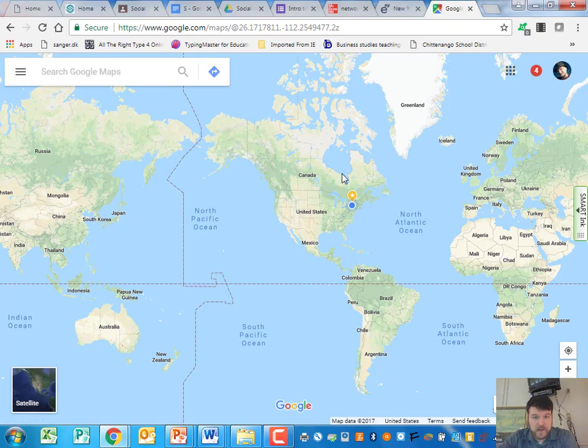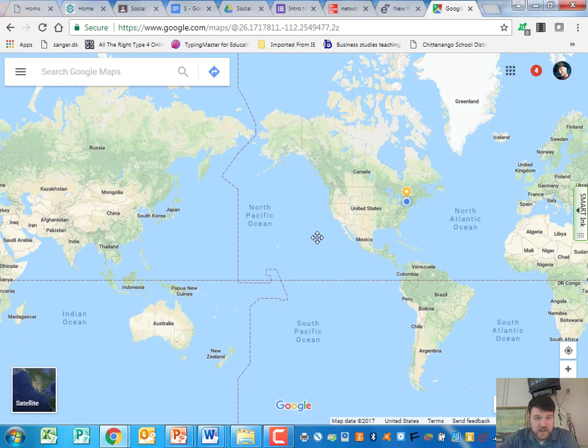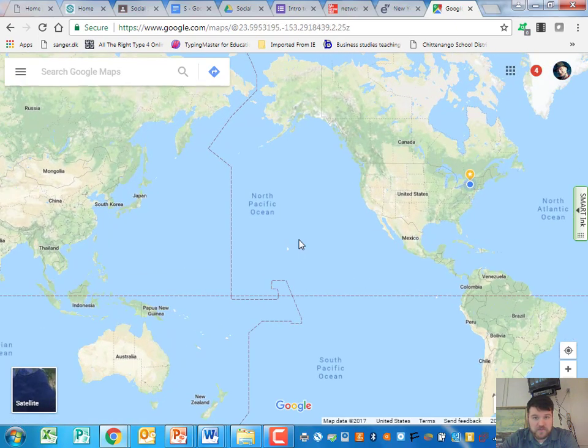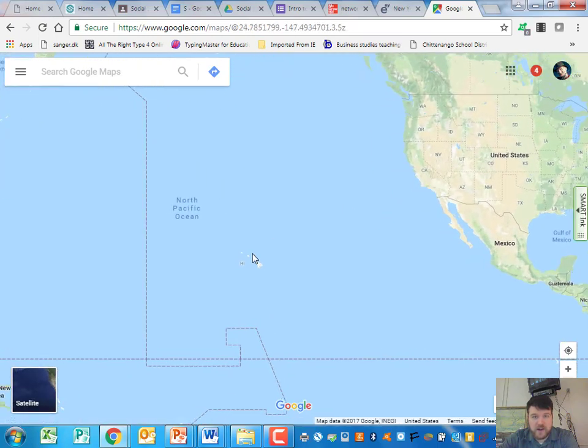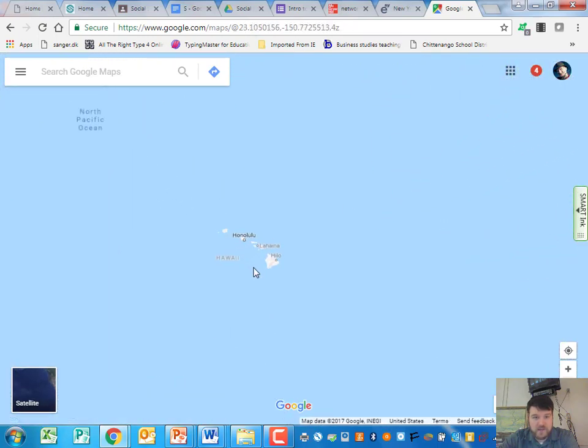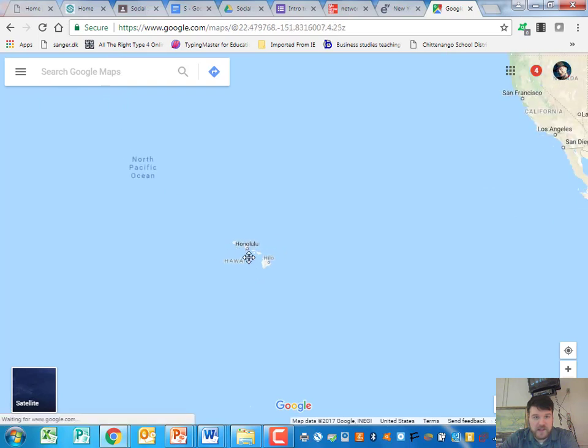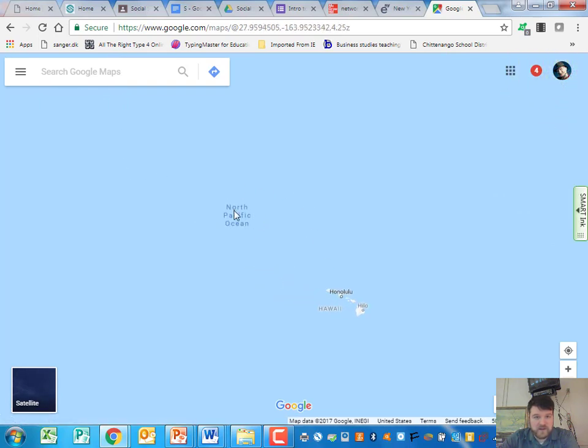Let's zoom out. Here we have North America, South America. Here is the Pacific Ocean. Zoom in here as we work our way across. There's Hawaii. We just learned about Hawaii the other day. And the Midway Islands are somewhere in here.